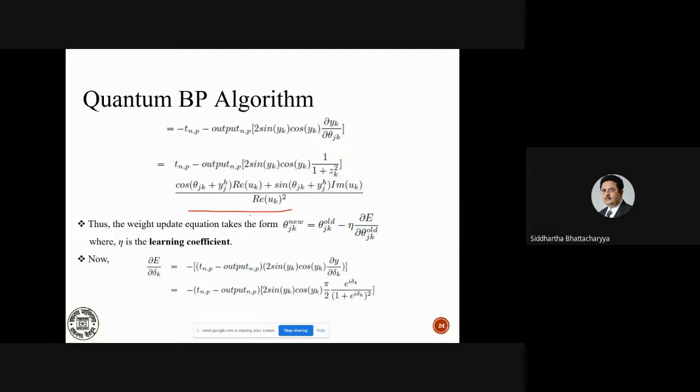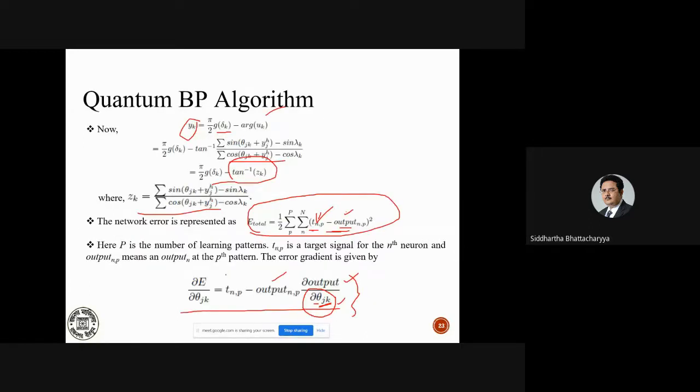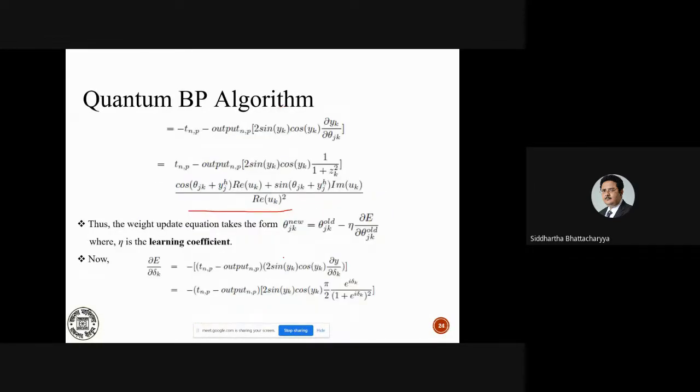So ultimately, you come out with this particular delta E by delta theta jk parameter, the derivative of error with respect to the theta parameter. Once you get that, you can get the new set of theta, the adjustment of theta, using theta old minus eta, the learning parameter, into delta E by delta theta old jk, hidden to output, j to k. Now again, you have to go for the computation of the error gradient with respect to delta, that is the reversal parameter.